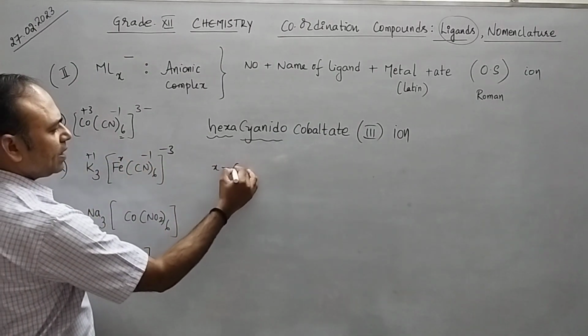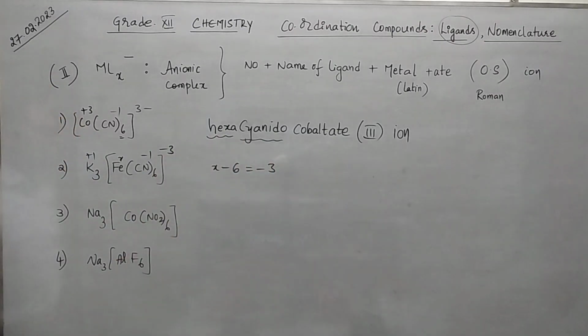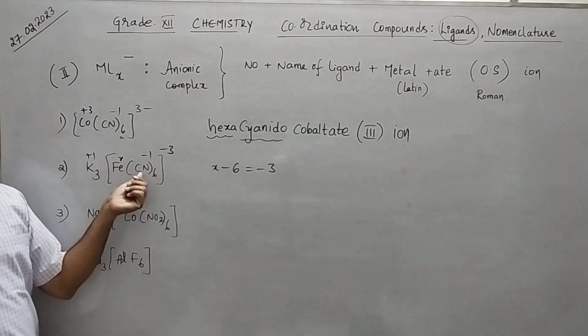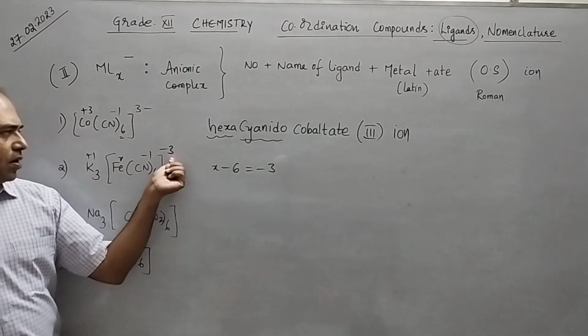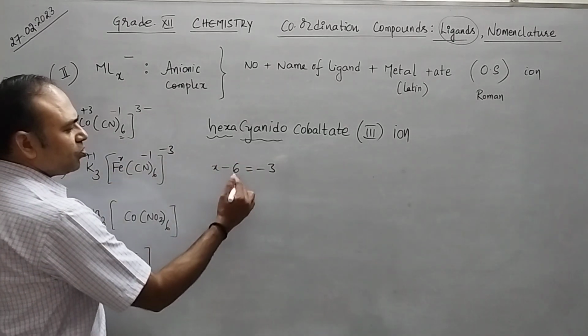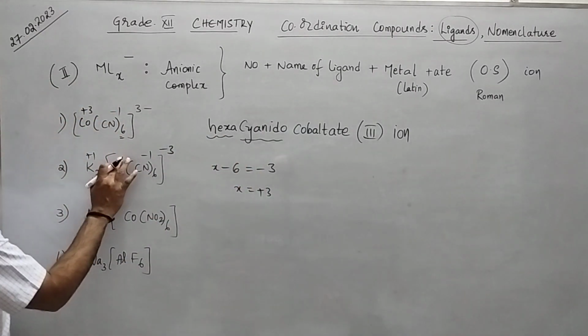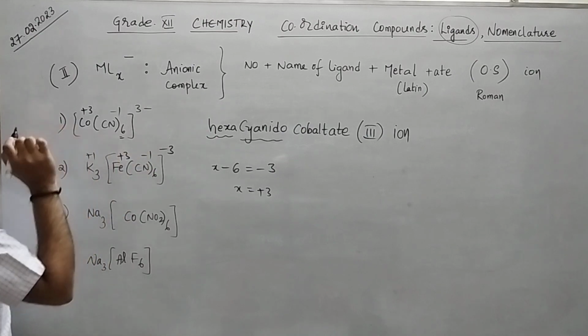We can calculate X minus 6 is equal to -3. Hope you are able to understand. To find oxidation state, I have taken X. This is -1 into 6, -6. Total is -3. Send this to other side, we get X is equal to +3. Therefore, oxidation state of Fe is +3.